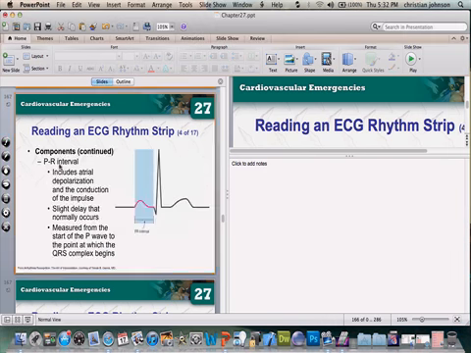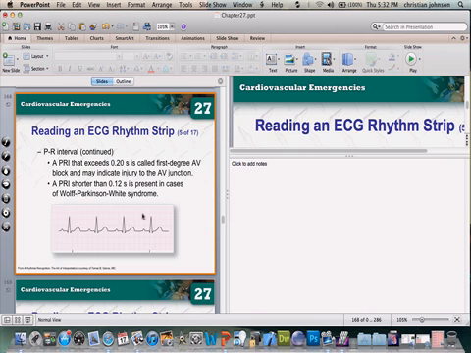All right, moving on. We have our PRI. Our PRI represents full atrial depolarization, from the P wave, from the SA node all the way down to the AV junction. That's what that PRI is. The PRI is important because we use that to diagnose many other rhythms.